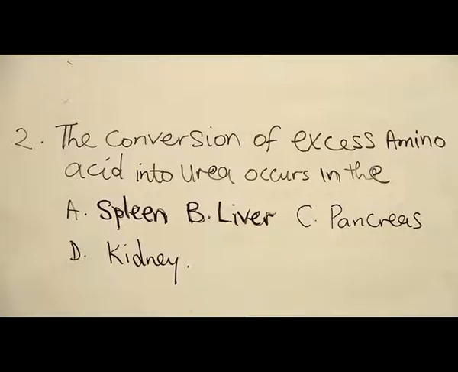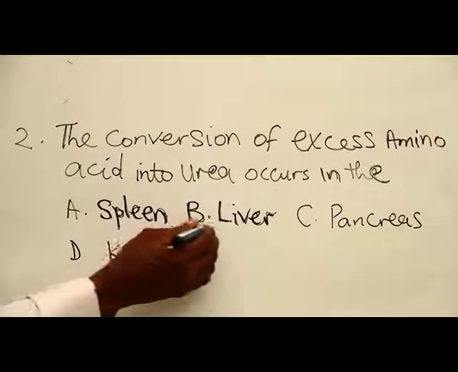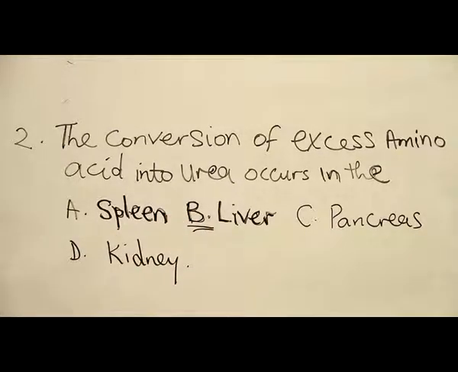Number 2. The conversion of excess amino acid into urea occurs in the A. Spleen, B. Liver, C. Pancreas, D. Kidney. Conversion of excess amino acid into urea is known as deamination. Deamination occurs in the liver. So the answer is option B, the liver.